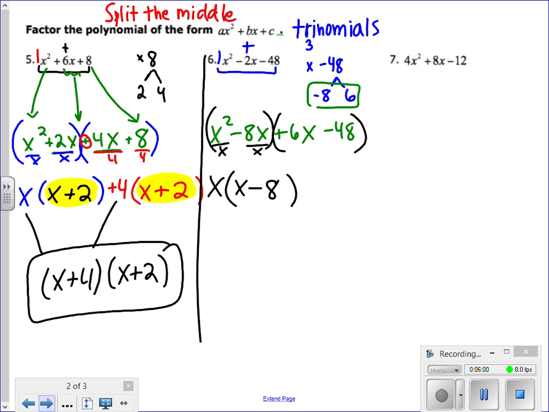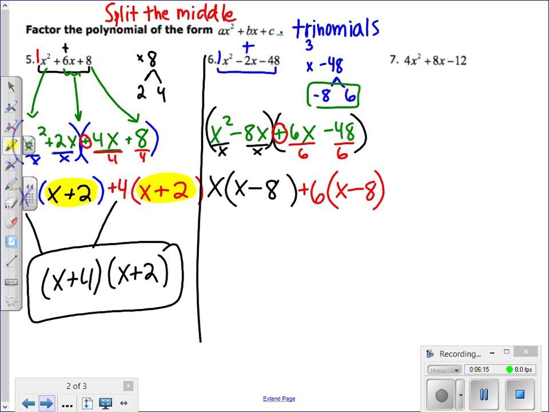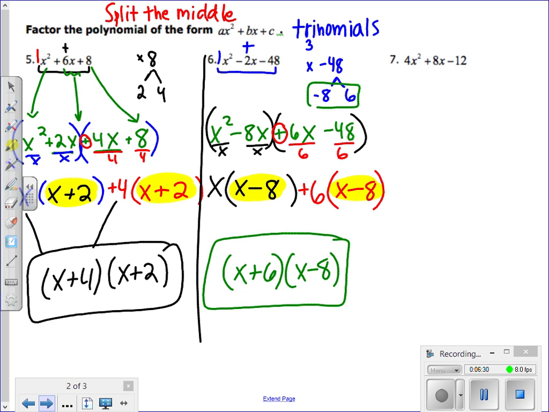In my second group, because this term is positive, my GCF is positive, it's going to be positive 6. So I'm going to divide both terms by positive 6, which leaves me with x minus 8 in the second parentheses. As usual, I really like that because x minus 8 shows up twice. This allows me to write my final answer. The x plus 6 goes in one parenthesis, and the x minus 8 goes in the other set. And that gives me my final factored form.